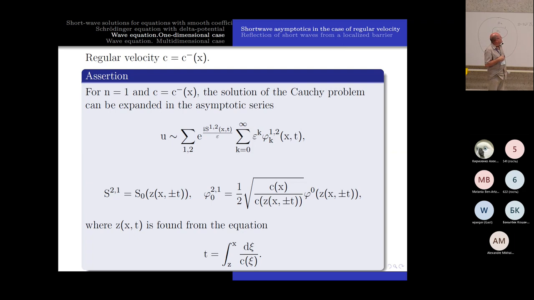If the velocity doesn't depend on epsilon, it is the function c minus, then it is very well known. This formula can, of course, be found in some textbooks. Then the asymptotic solution has this form. We have two waves. One wave propagates to the right, and another one propagates to the left. The waves are described by this WKB function, and the functions phi and s can be computed absolutely explicitly. Here the formulas for the functions s and phi naught are written down explicitly. It means geometrically that these waves propagate just with the classical velocity minus to the right and to the left, nothing more.